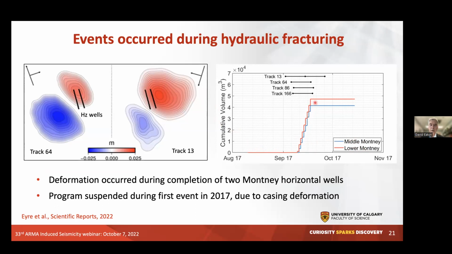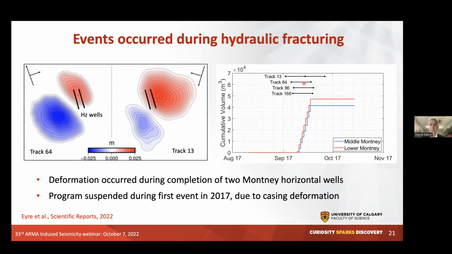This injection program was terminated midway through the program. The wells were being zipper fracked. It turns out this was due to casing deformation. This took place in September of 2017. Above this, you can see on the black lines the timing of the satellite passes. The dots show the first and second satellite pass. So we know that we can constrain the deformation to have occurred within the time interval that's shown here.